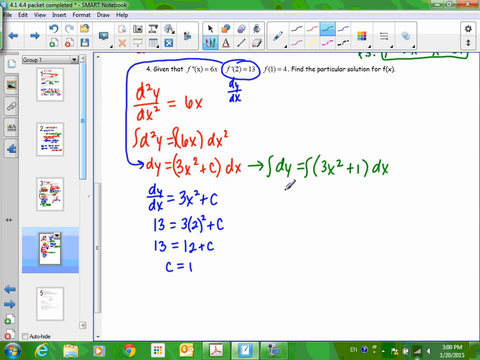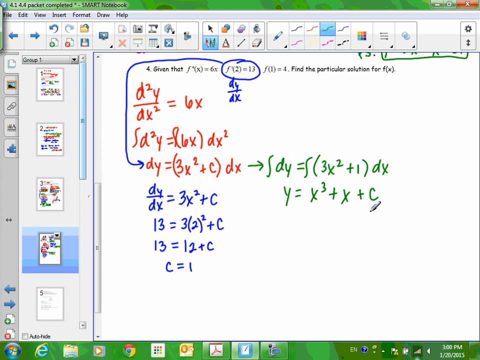So the integration of dy is just y. What's the antiderivative of 3x squared? X cubed. So for me, this is just all that stuff that we practiced before. So if you're like, I forgot everything we learned last week, you may want to go back and watch that first video from last Thursday. And then plus c. Don't forget your plus c.